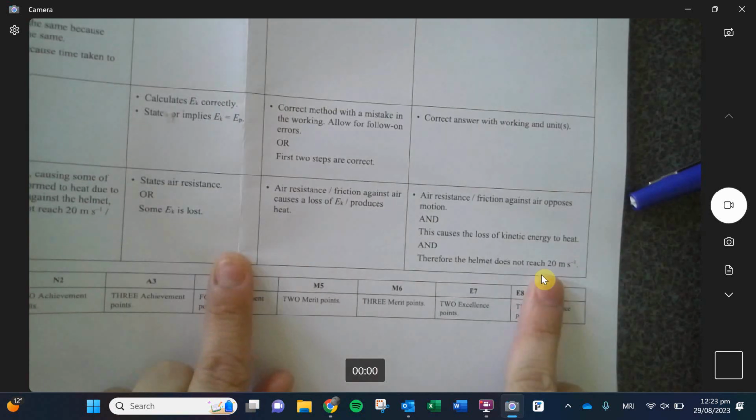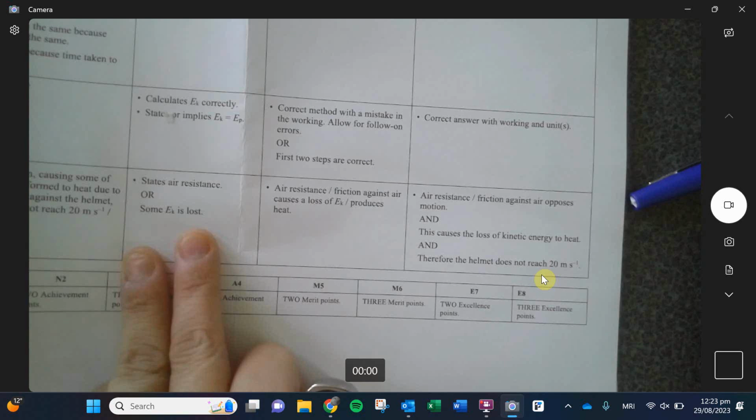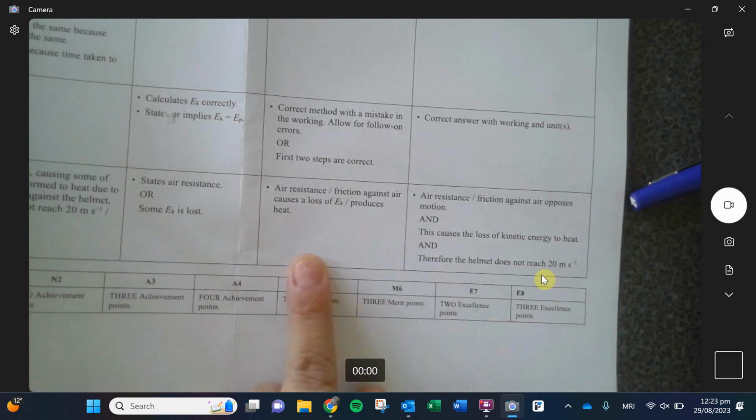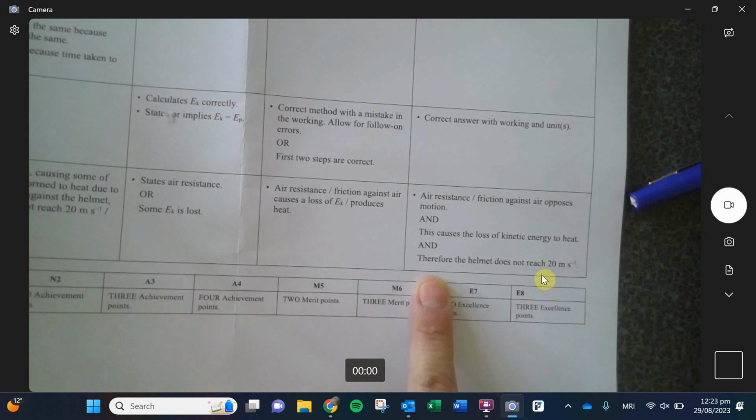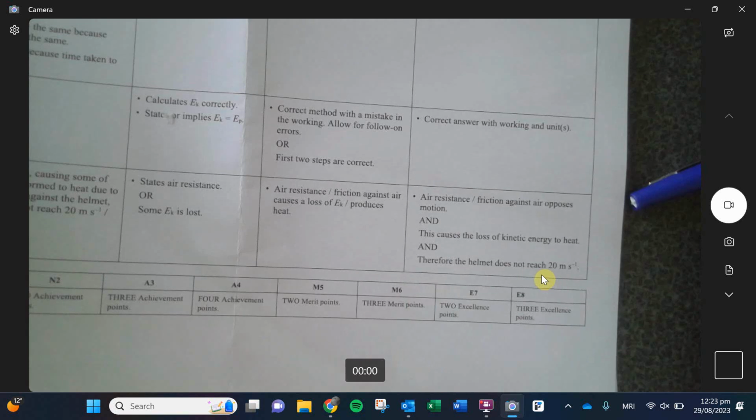On question C, stating that you knew there was air resistance or that they lost kinetic energy is achieved. The merit is explaining the why, because of air resistance. And the excellence is having all three layers in your answer: explaining what air resistance is, how that results in kinetic energy loss, and then what that means for the final speed. Okay? That's it for this question.